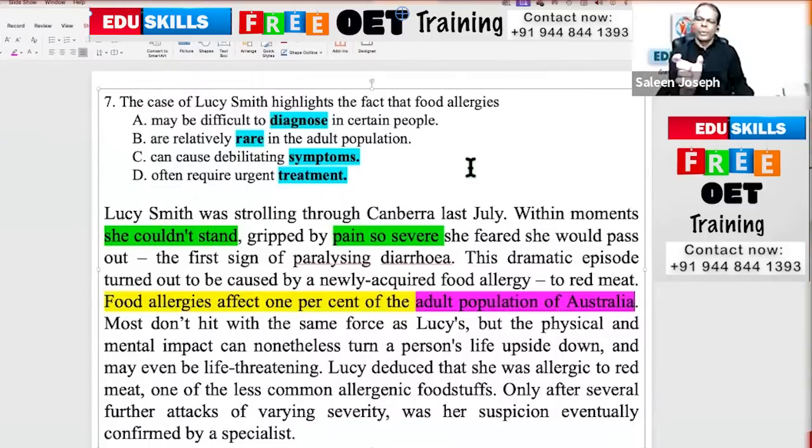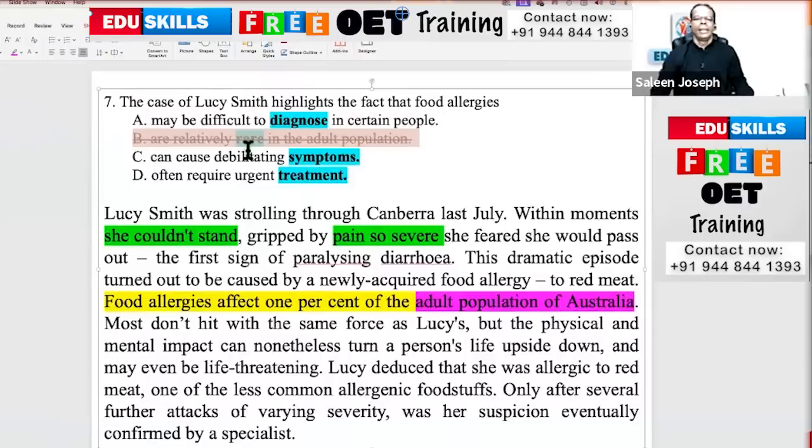You got the idea, no? You have to be very specific because it looks the same. At times they give exactly the same: food allergies are rarely found in the adult population of Australia. Then you will say B option is right. But this is a general statement whereas the text is speaking about a particular country.